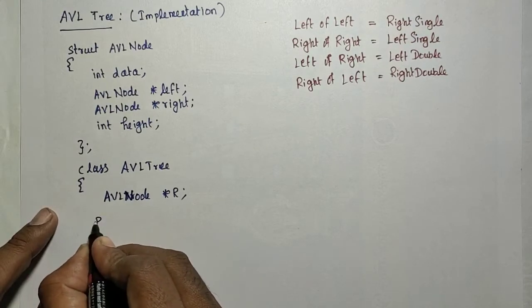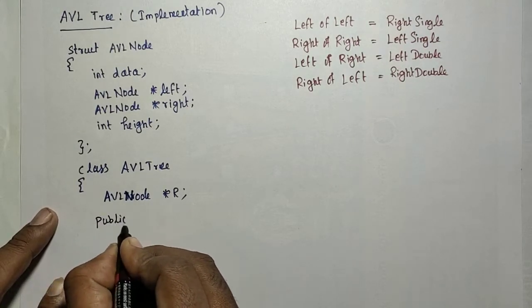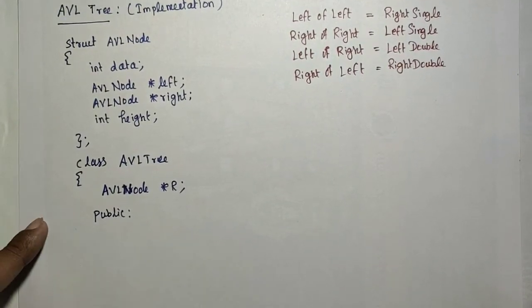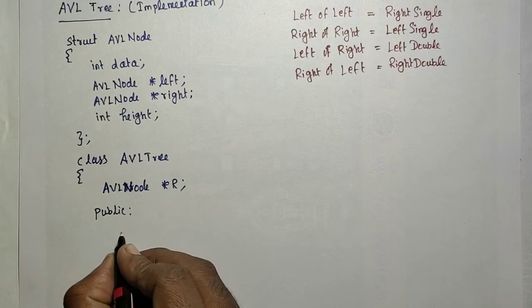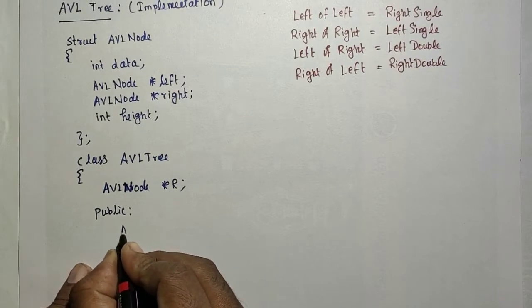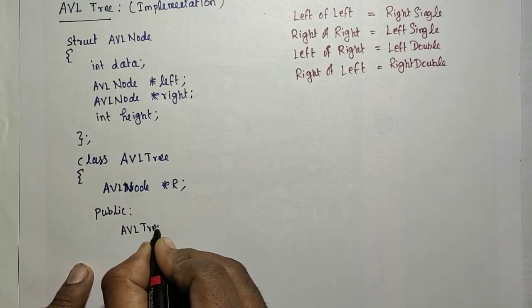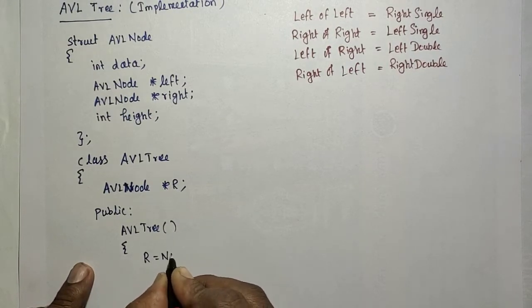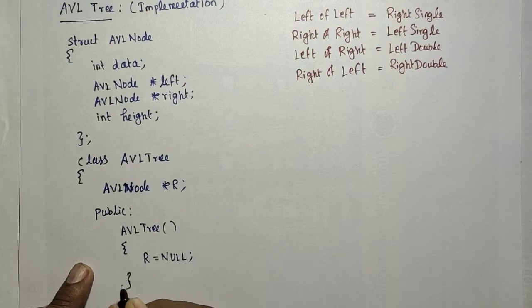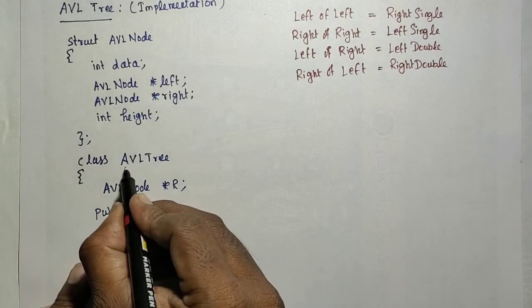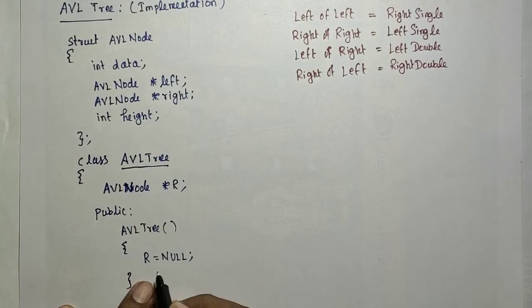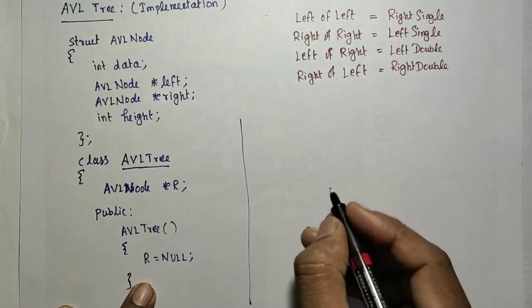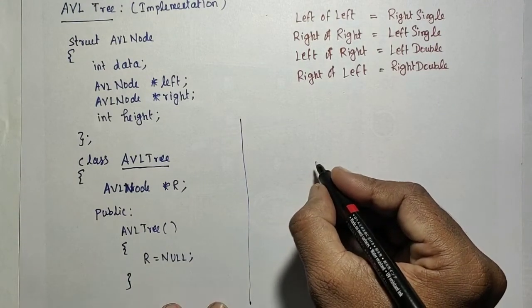And then what are the functions to be added? Public. One is the constructor, AVL tree, where I just need to assign R equal to null. Initially it is an empty tree. During the object creation for the AVL tree, I need to initialize R with null. And one of the functions to be added is insert.